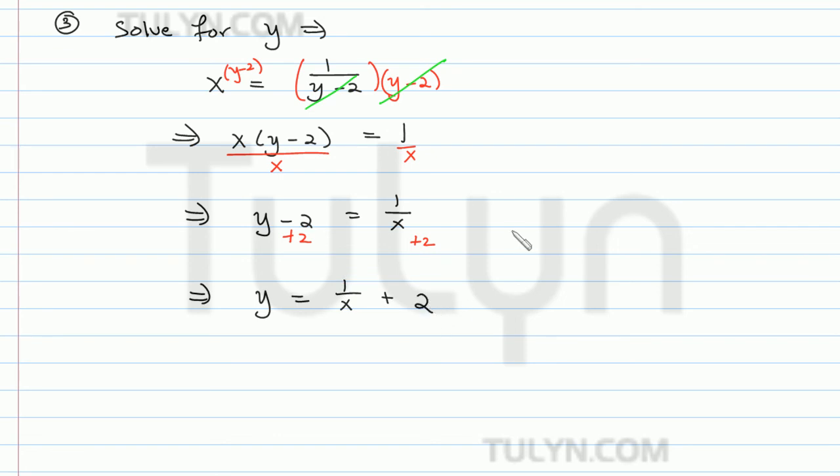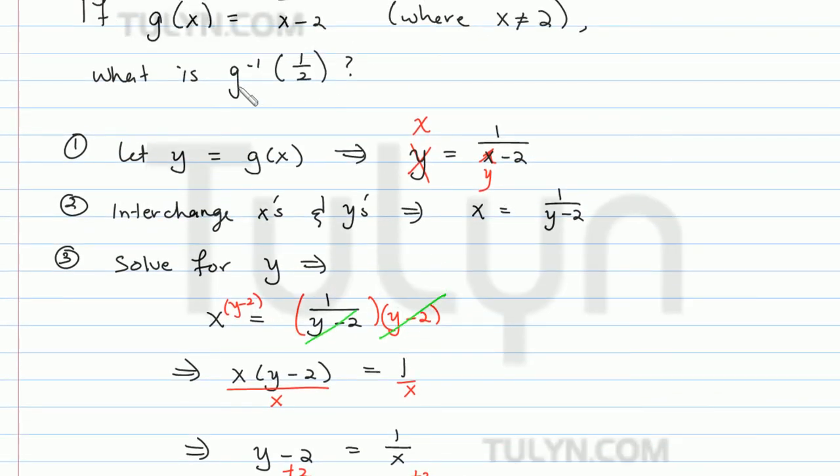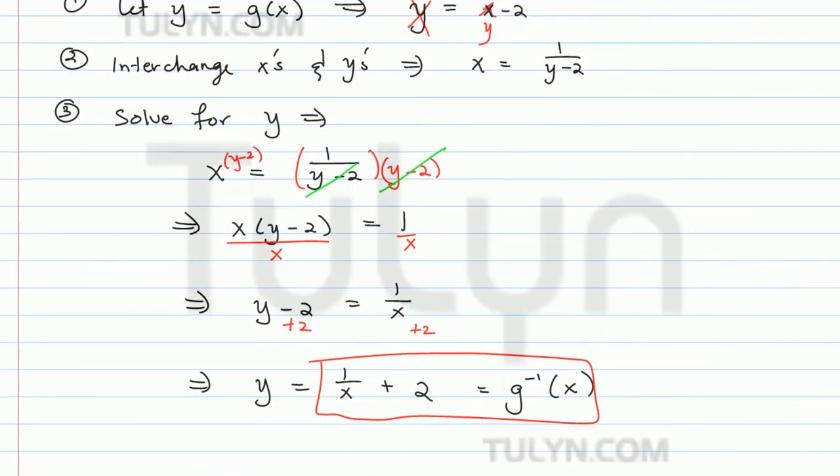So now we have the inverse. This is g negative 1 of x. This is g inverse of x, right? But we're not done, because let's look back to the problem. What did we want to find? We wanted to find g inverse of 1/2.